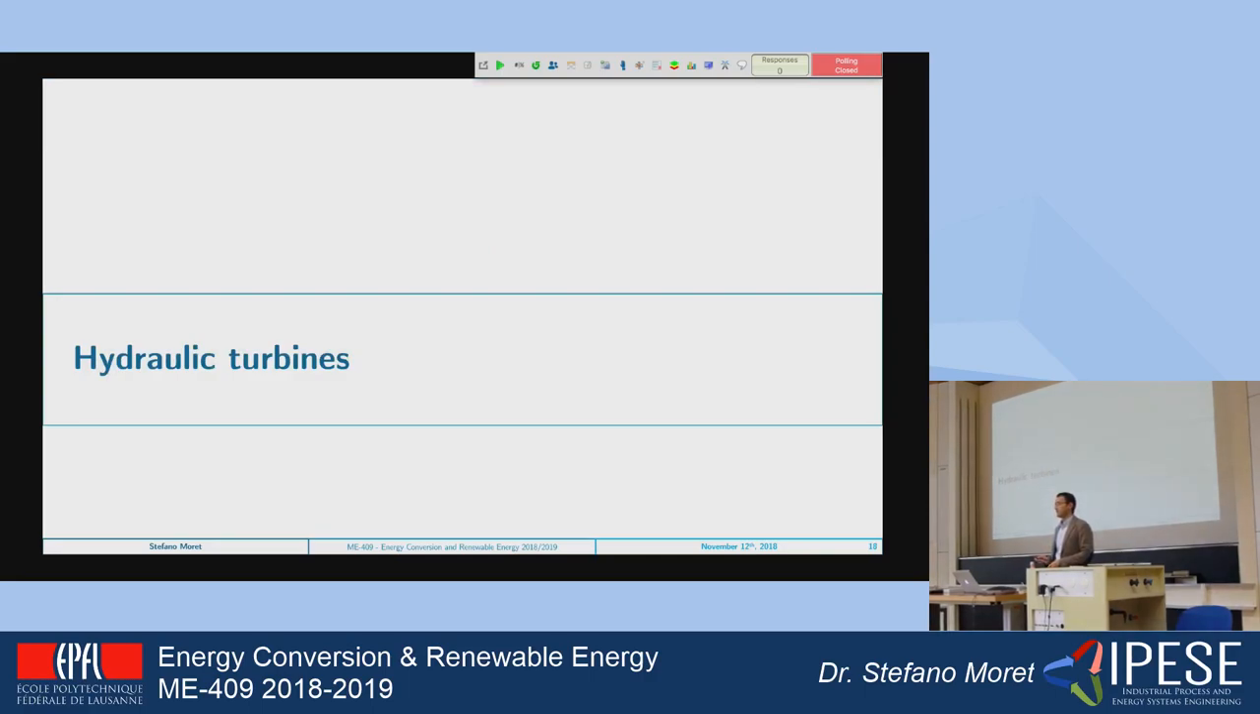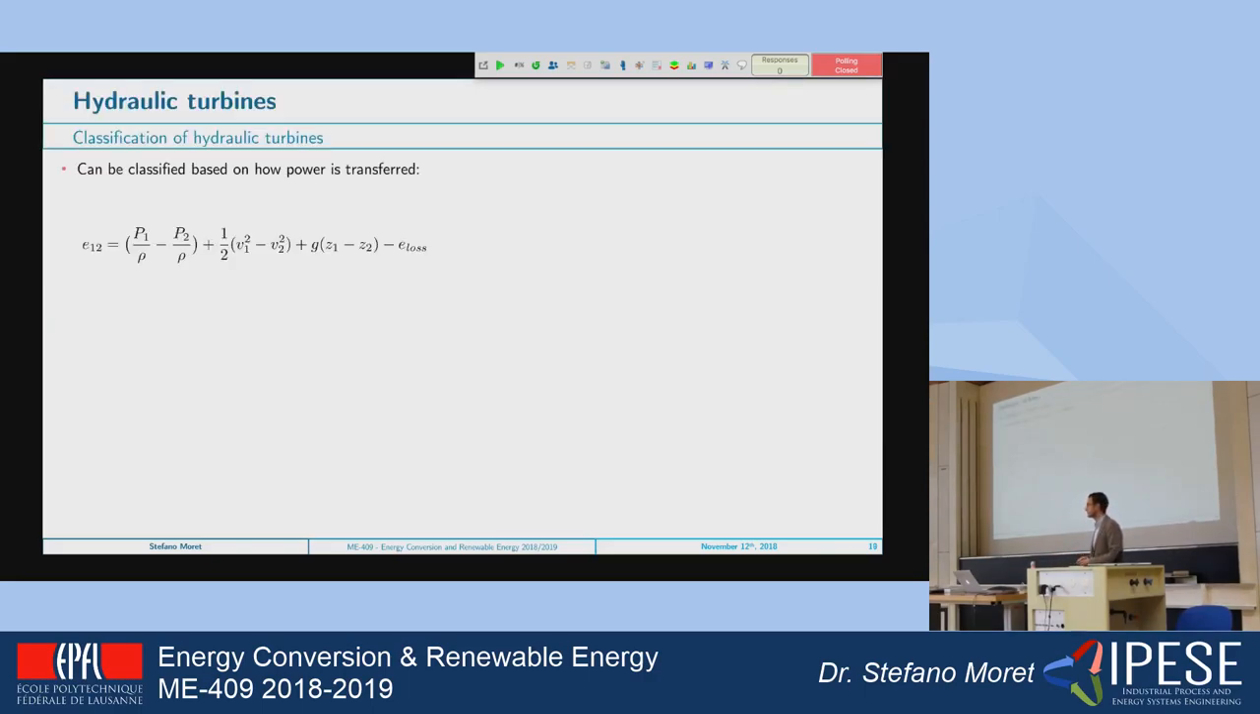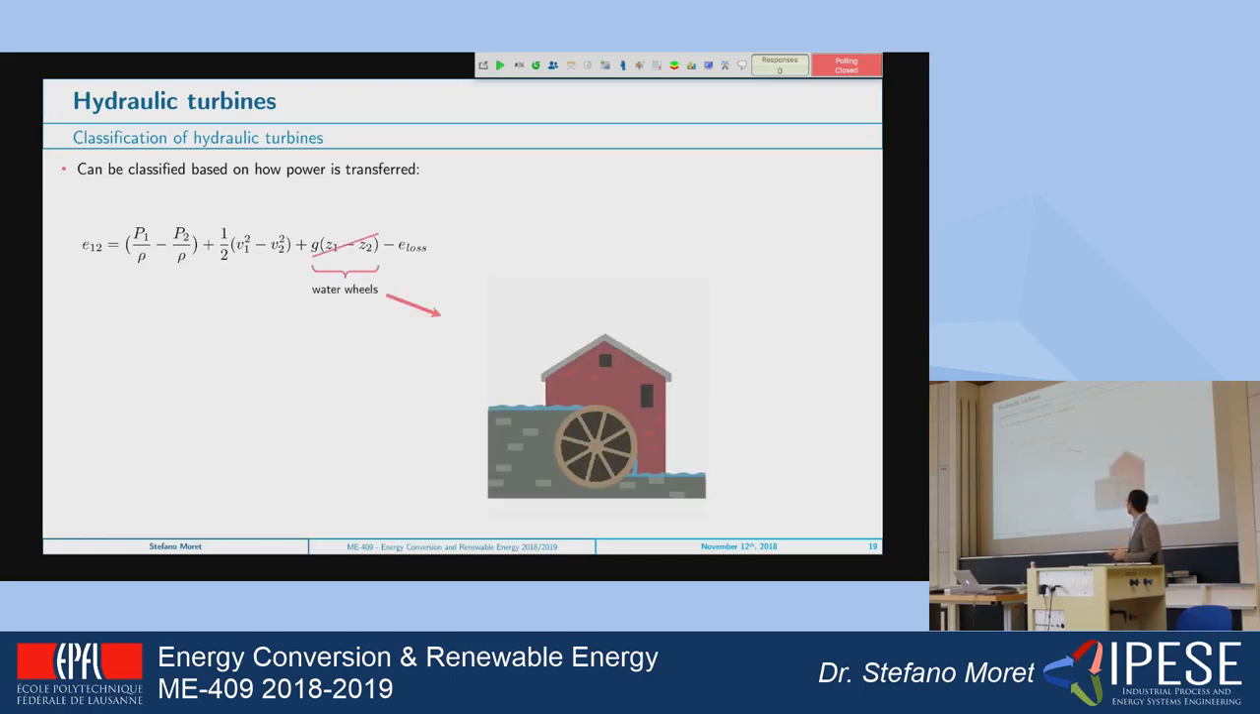So now we have all the basics. Let's see what the main water turbines are. Again, this is a concept you might have heard before. If not, this is a very quick way of showing them. As I said, they can be classified by how the power is transferred from the water to mechanical work. Okay. So again, always the same equation at the turbine. If we have only potential energy before and after the turbine, then we have the most ancient way of producing hydroelectric power, which is a water wheel.